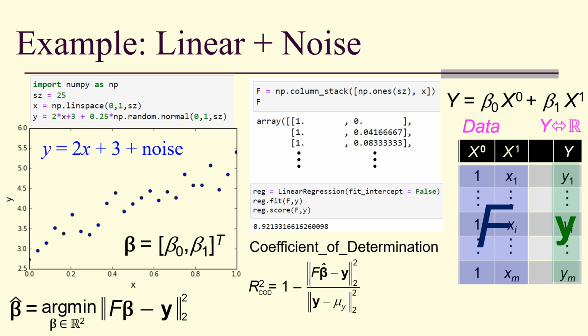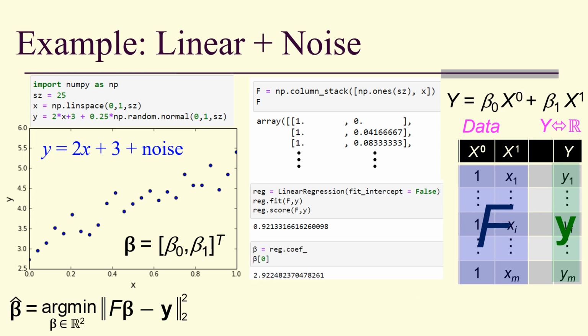So the coefficient of determination as a formula looks like this. Closer to 1 is better. Here is our first beta. It's 2.92. In the original, y equals 2x plus 3, we have 3. And then beta 1 is 2.135 as compared to the slope of 2, the original line. And there we have our line of best fit.